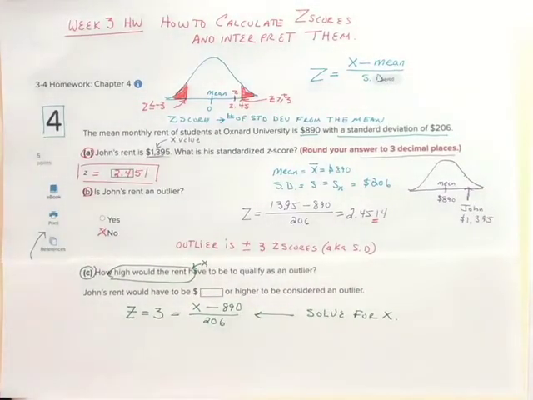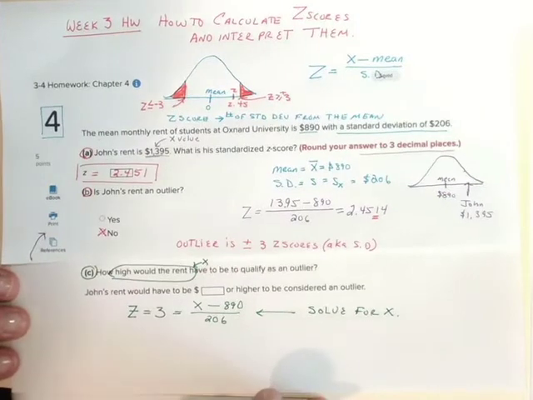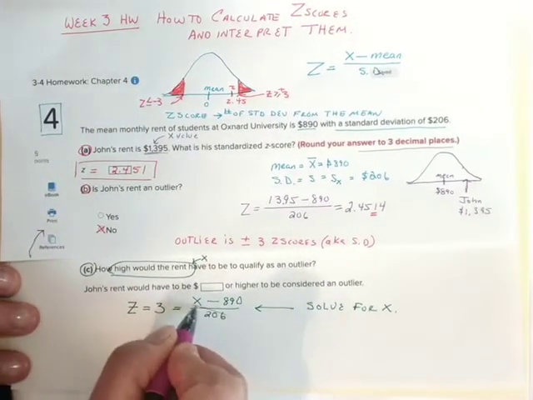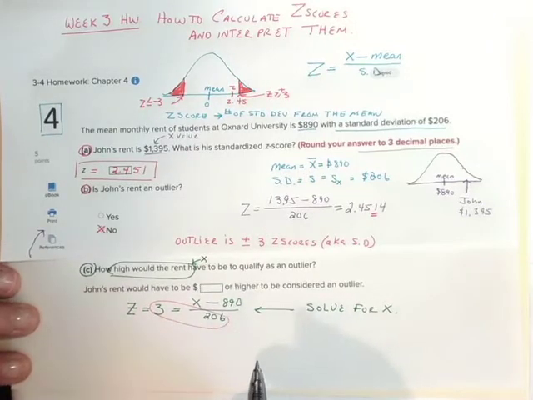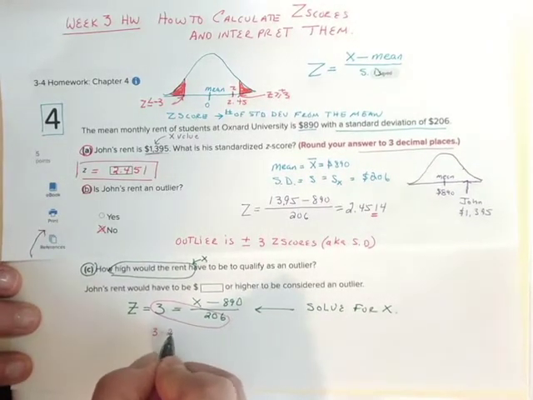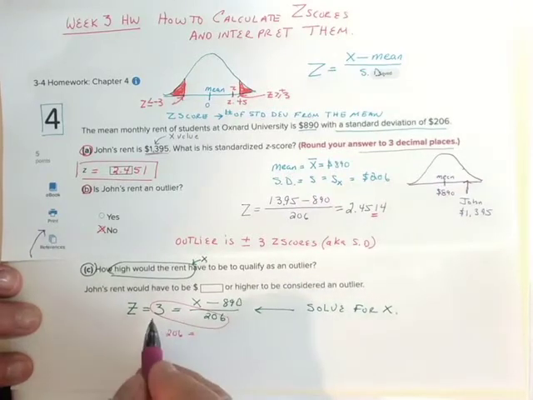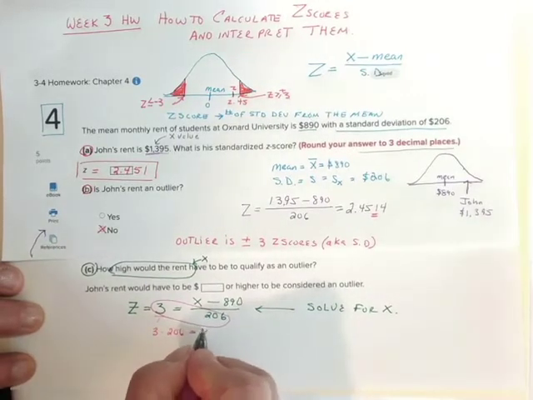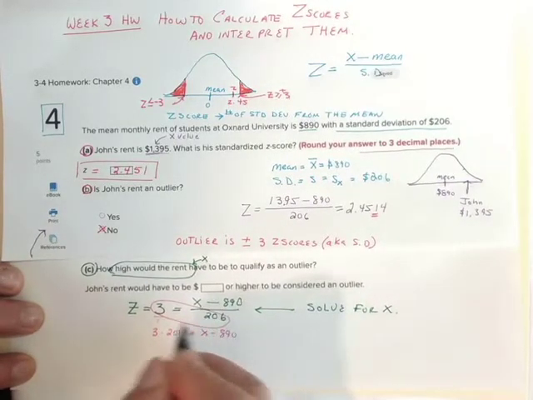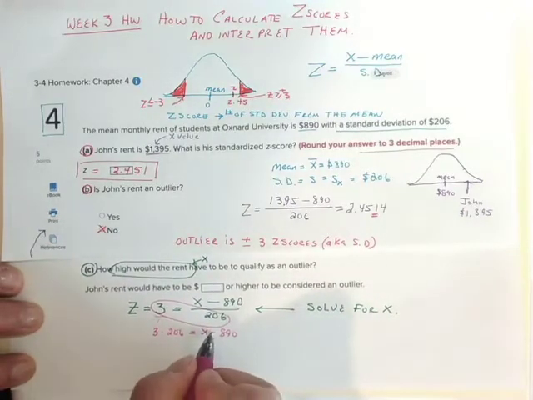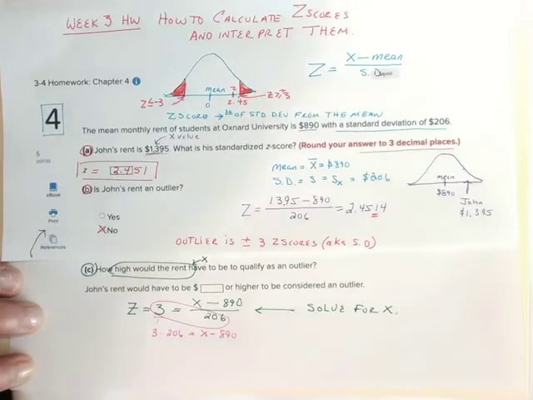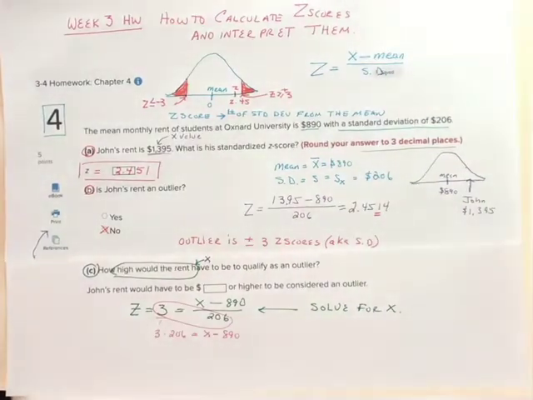So if you remember your algebra from high school, this will be really easy for you. The easiest way to solve this problem is we're going to cross multiply. We're going to multiply these, so we're going to get 3 times 206. And since this is over 1, we're just going to have this equal to x minus 890, because 1 times this is going to give us that. So then we're going to get our calculator.